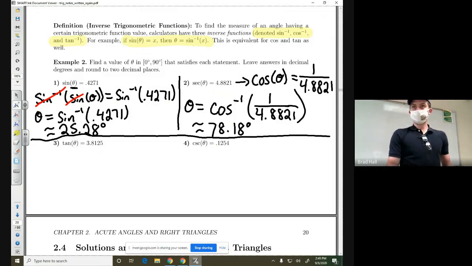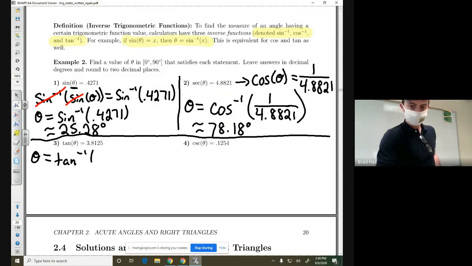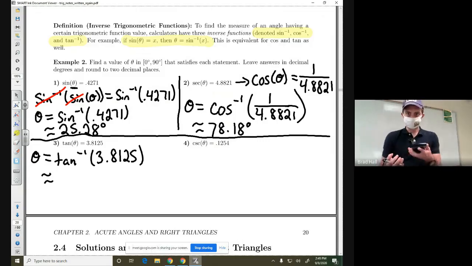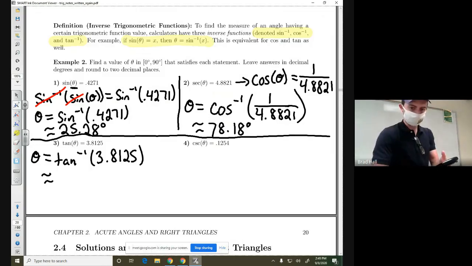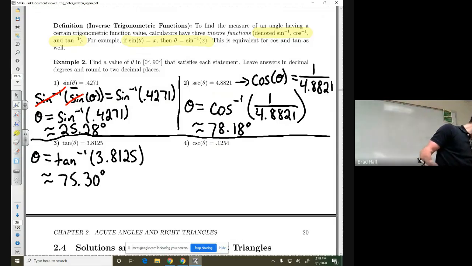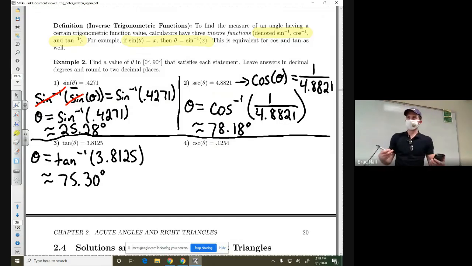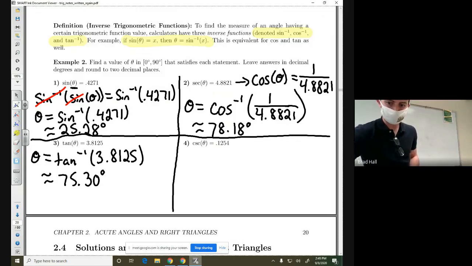For number 3, we can just apply the inverse directly because we have tan inverse on the calculator. So we move tan to the other side by making it an inverse. And we have tan inverse on the calculator. So tan inverse of 3.8125. So that one's pretty easy. 75.30 degrees. Again, the output of an inverse function is a degree. So that's all it is for that one.